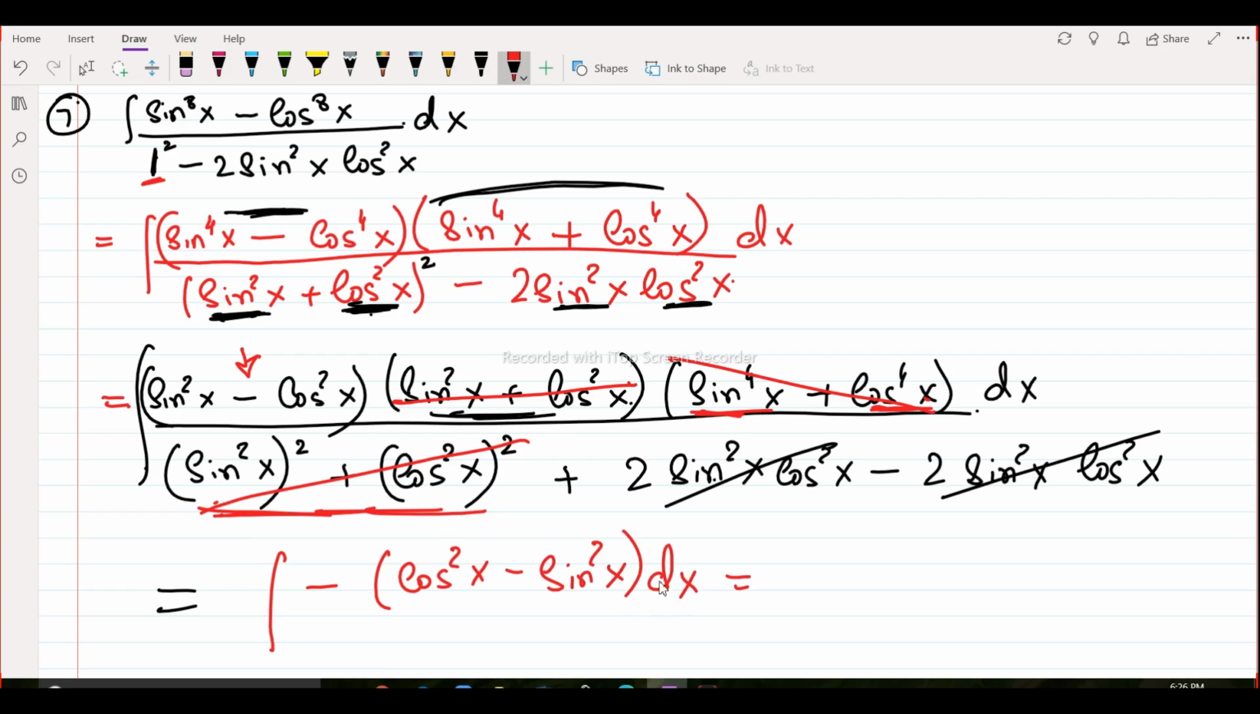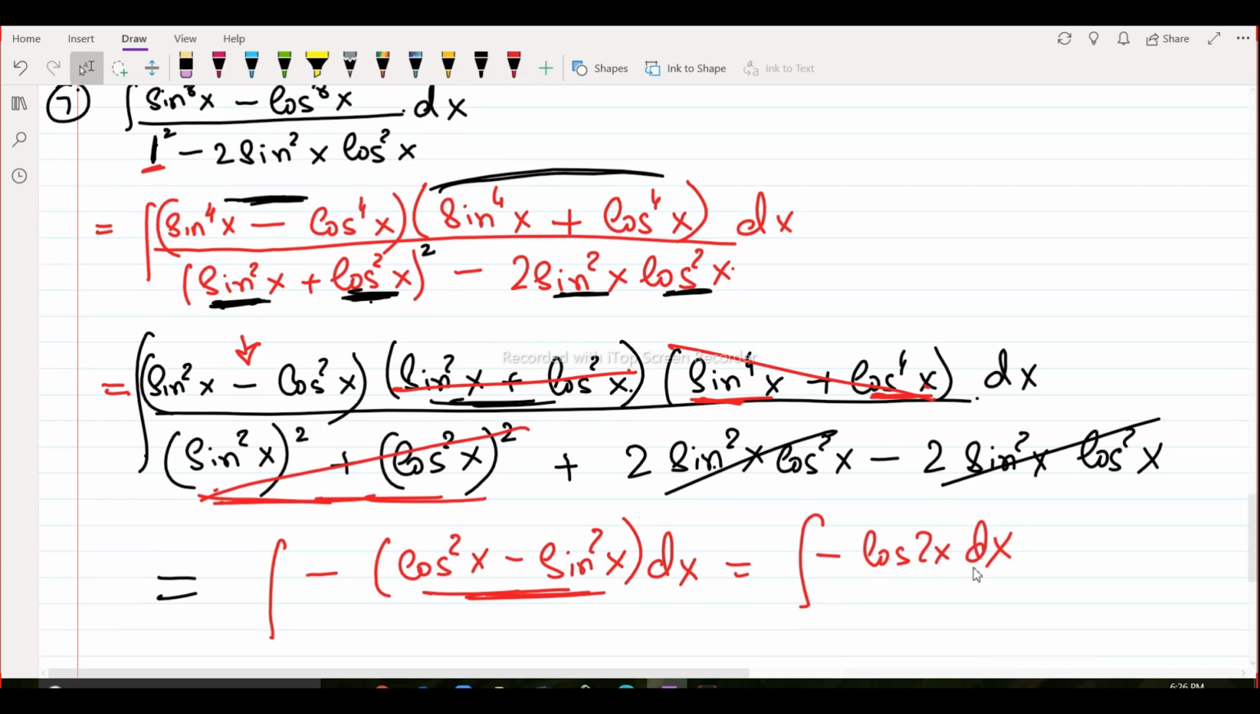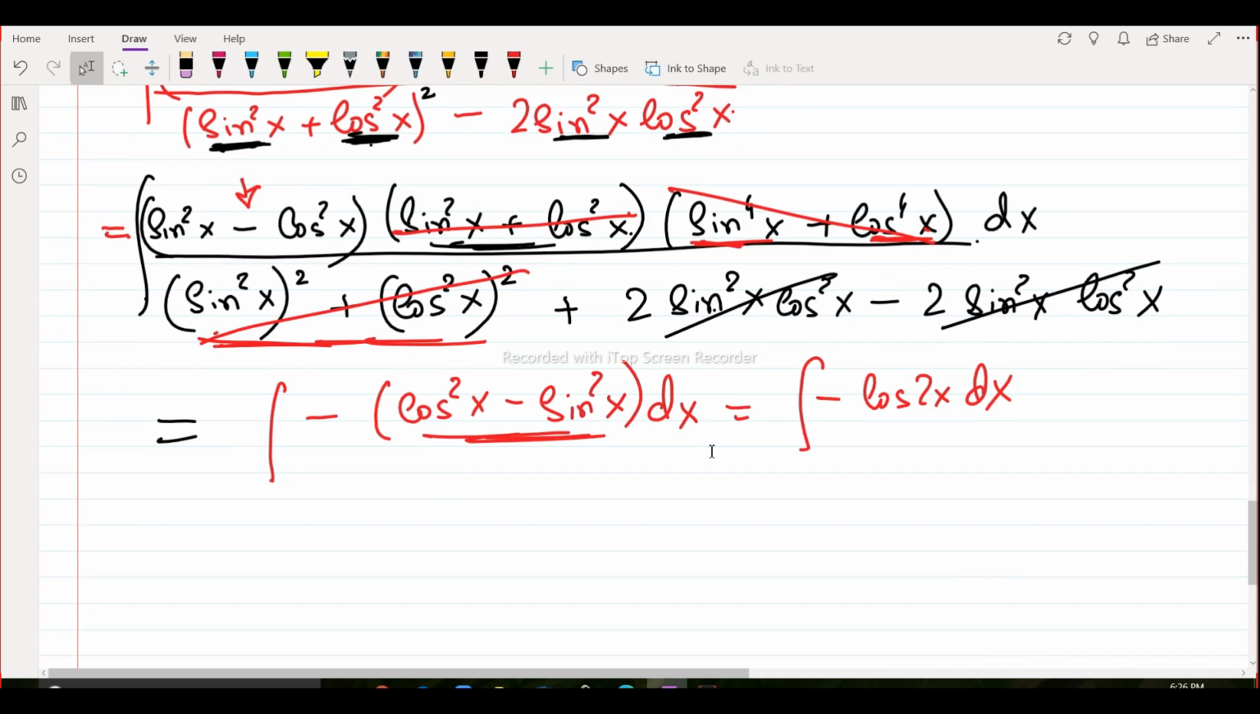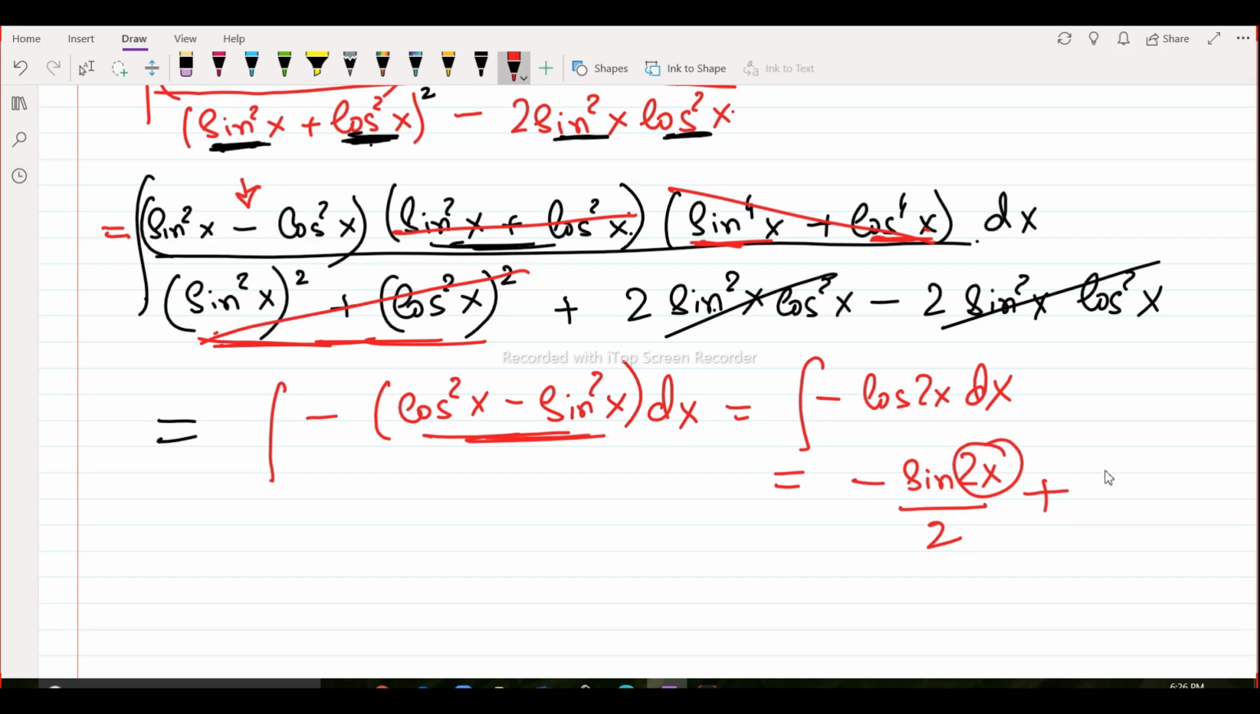And the reason I have written it in this way is because here I have a formula. This is minus cos 2x dx. And now we can easily get the answer. Integration of cos x is sine x. So you have minus sine 2x. But since it is 2x, we take the derivative of 2x, which is 2, and divide by 2 plus c. So this was a bit complicated question, but using some manipulation, we could easily solve it.